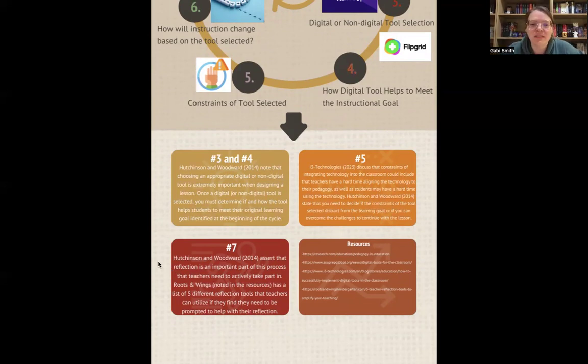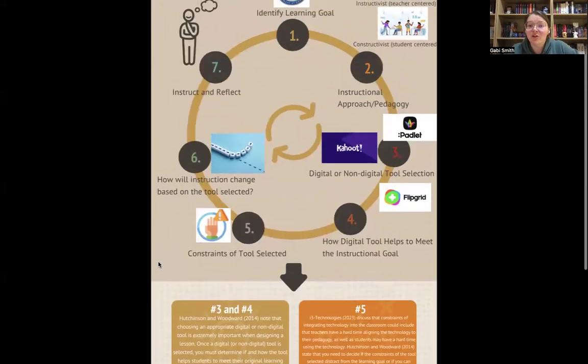And then I found a website, Roots and Wings, which is also noted in the resources, has a list of 5 different reflection tools that teachers can utilize. I have found that some teachers naturally reflect all the time, and most teachers do, but others need to be prompted to think about specific things in their lesson that they should be looking at. And I found that there were several very good tools on that website that teachers could use for reflection. And then it starts all over again.